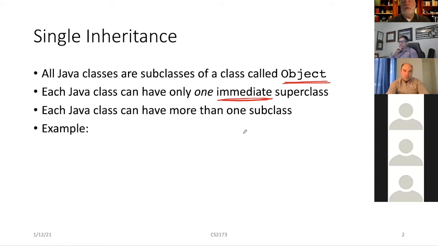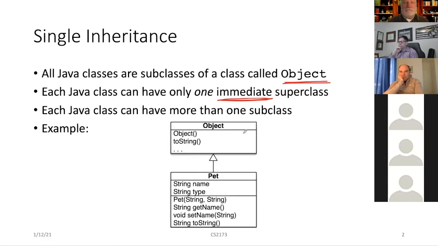However, each Java class can have more than one subclass. We've seen that with the shape. I don't have it here, but if you look back a few classes, if you remember, there was a shape and there was a circle and a triangle and others. Those were all subclasses of the shape class. The shape class, though, was a subclass of the Object class. So in UML diagrams, it looks like this. The notation is this little open arrow.